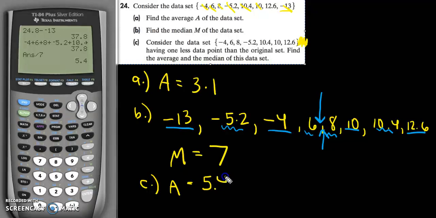And that kind of makes sense. If I take out a negative number, I get a bigger average. Okay, so then to not have to redo all the work for the median, it's the same data set, except they took out this number. So now think about where the middle is going to be.